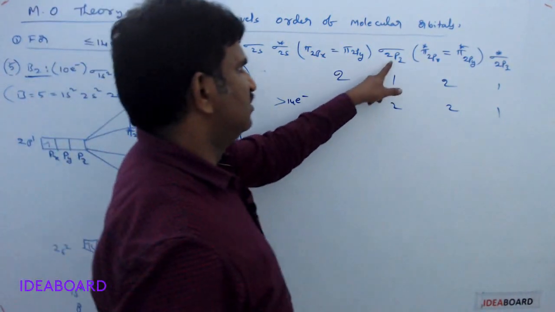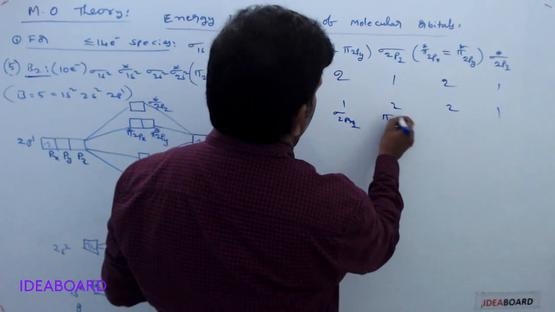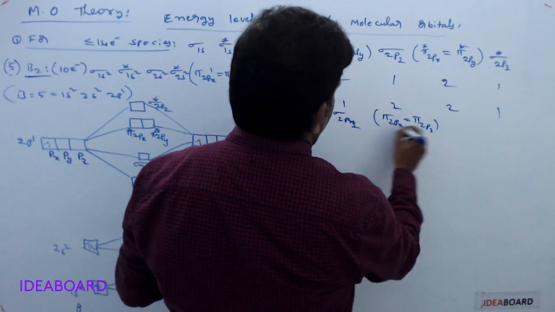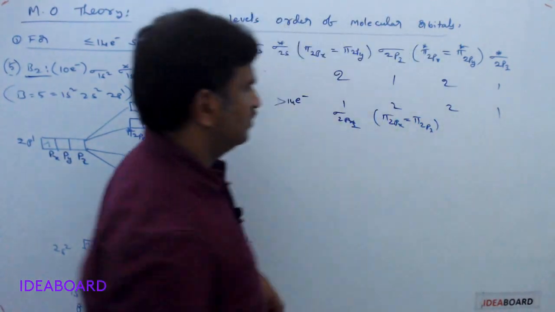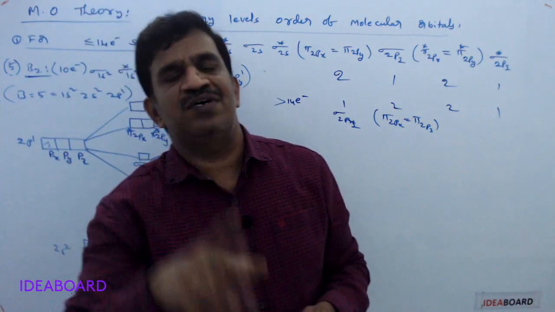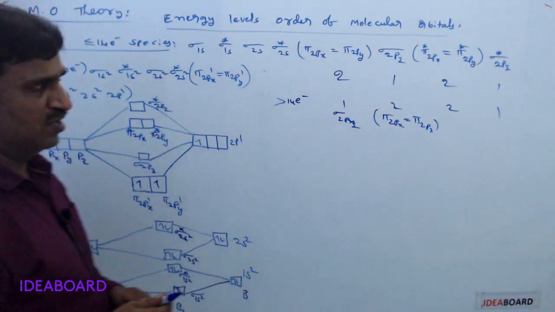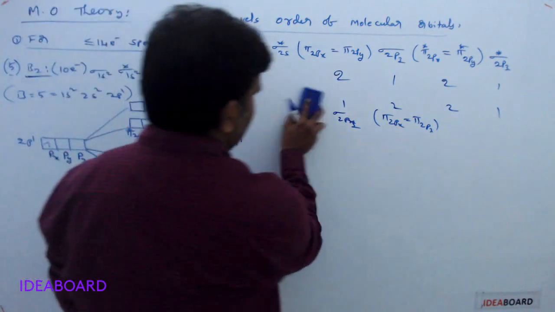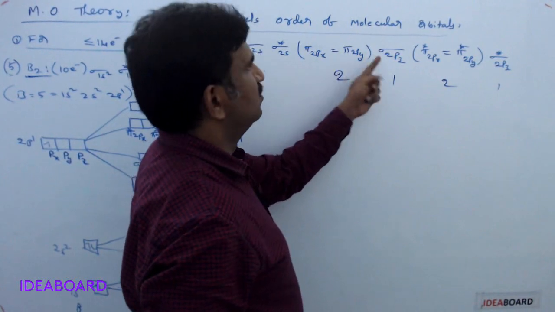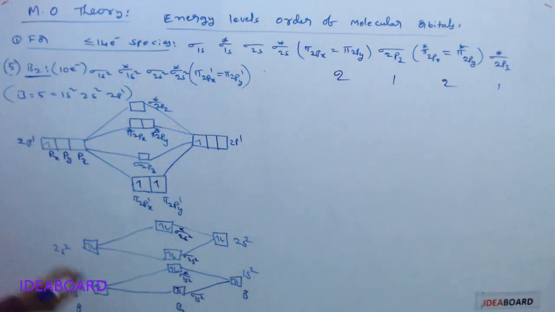1, 2, 2, 1 means what? It means sigma 2pz will come here, and then pi 2px and pi 2py you will get here, and the remaining is the same. This is only an interchange. The reason I also gave: sp orbital mixing. For more than 14 electrons sp mixing is not allowed, so we get this order; I will give that later. This is for 2, 1, 2, 1: 2 orbitals, 1 orbital, 2 orbitals, 1 orbital. That is just to remember.